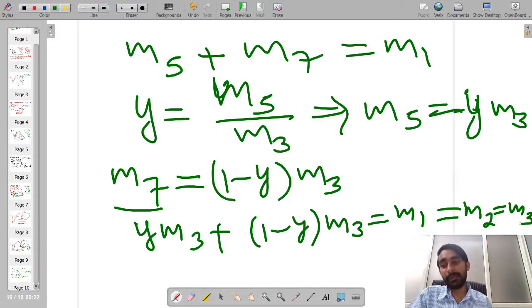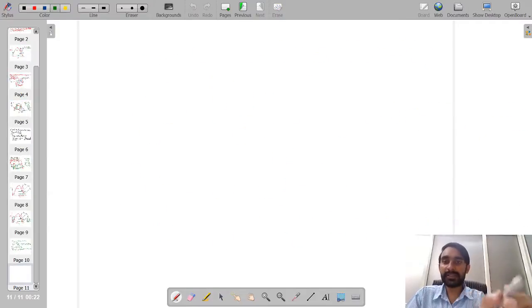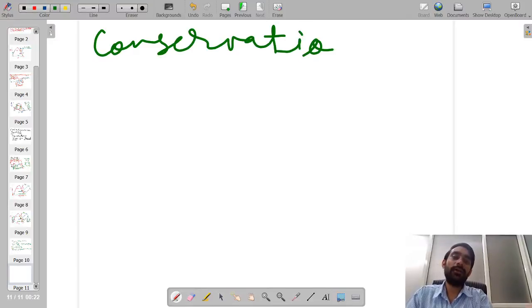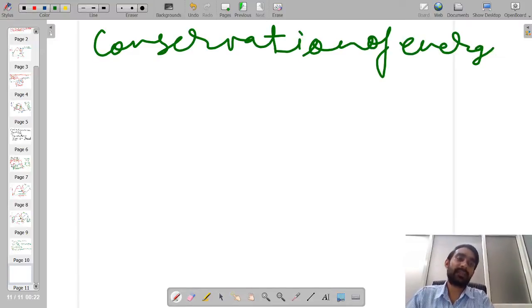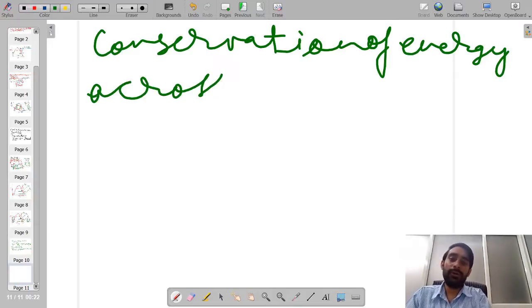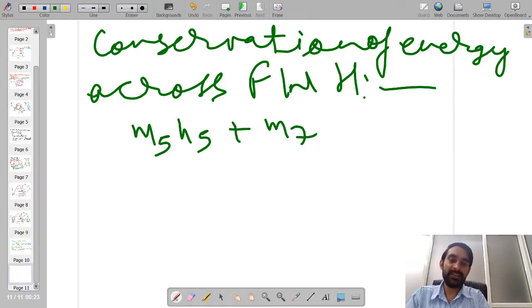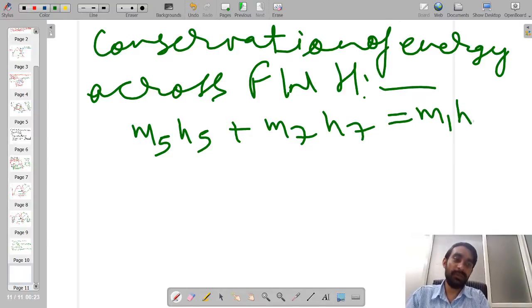Now similarly, if we have to write down the conservation of energy, what is happening? I will write the conservation of energy across the feed water heater. So m5 mass is entering with enthalpy H5. Similarly, m7 mass is entering with enthalpy H7, and both are finally becoming m1 with enthalpy H1.